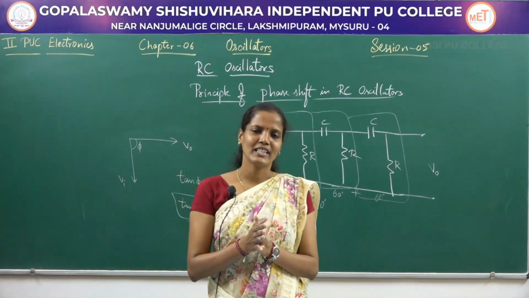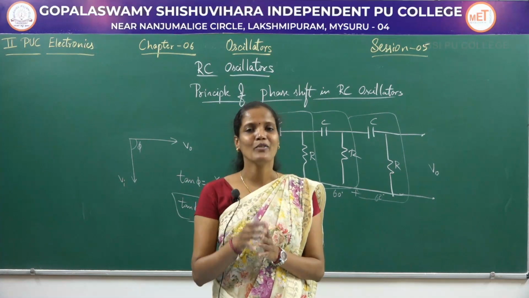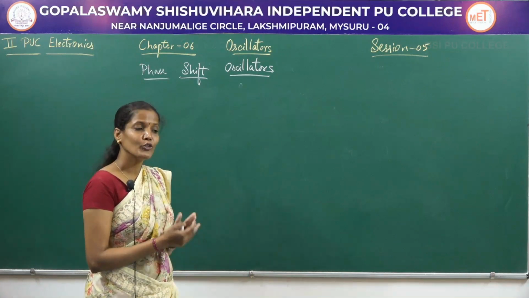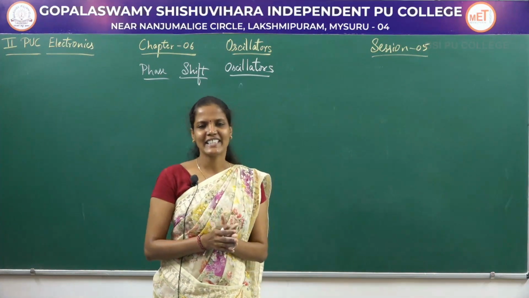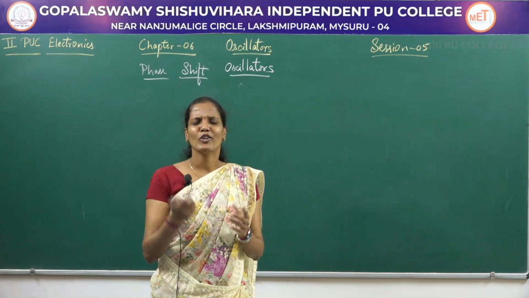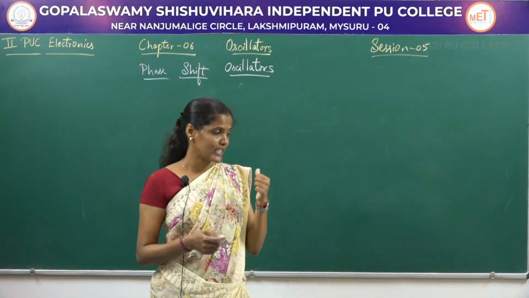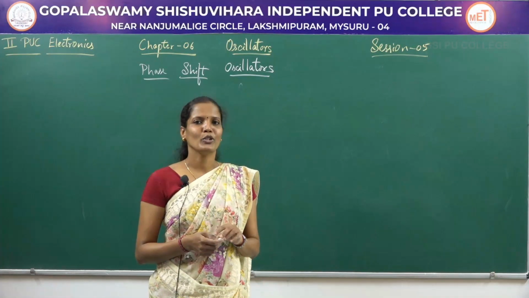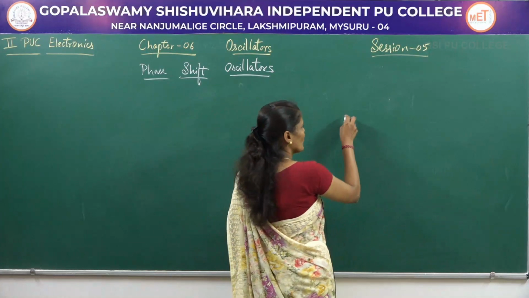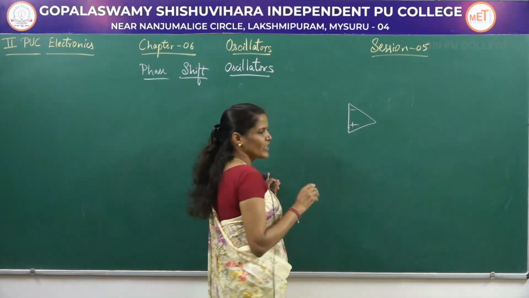Now let us try to understand the RC phase shift oscillator, or simply it is called a phase shift oscillator. In order to generate this phase shift oscillator, we are going to use an op-amp as an amplifier. In the LC oscillator circuit, we use a transistor in order to amplify the signal, or we use a transistor in the amplifier circuit. But here in the RC oscillator, we are going to use an op-amp in the amplifier circuit. Now let us try to draw the circuit we are going to use in order to generate a sustained oscillation in this phase shift oscillator.